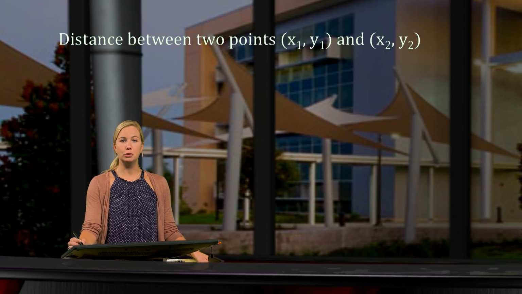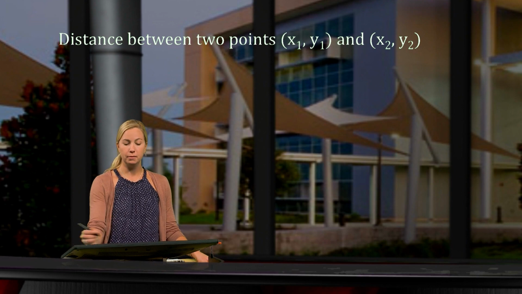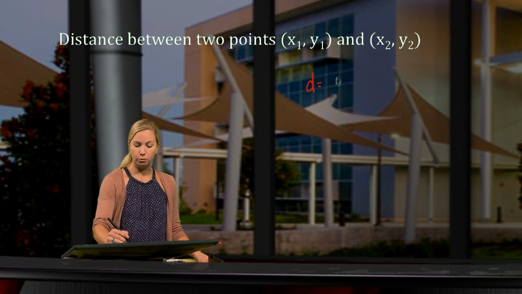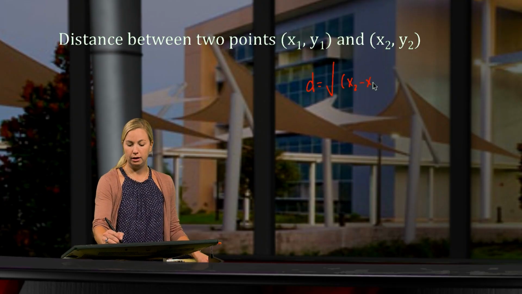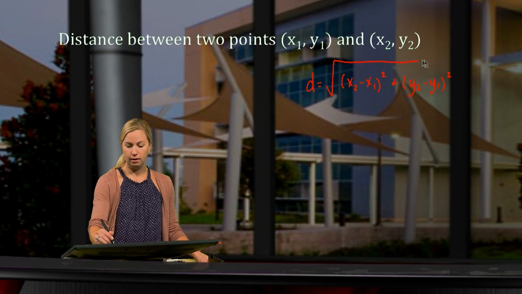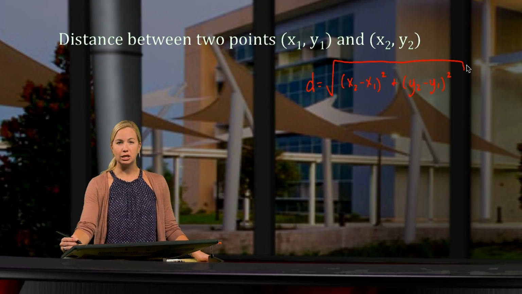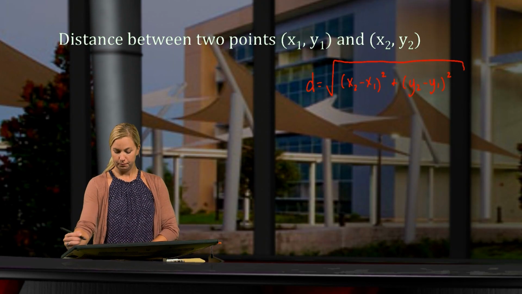The distance between 2 points on a coordinate system is given by the formula: the square root of (x2 minus x1) squared plus (y2 minus y1) squared. Now this formula in particular is a little bit tricky to remember, so we're going to talk about another way of finding distance between 2 points in a minute.